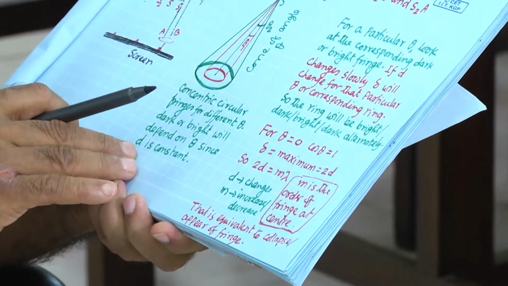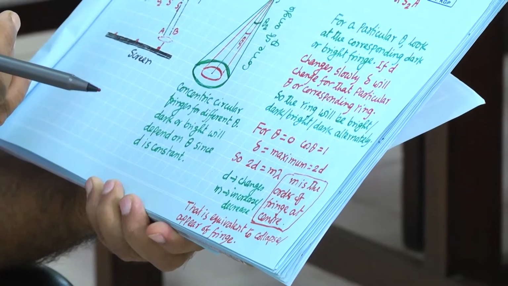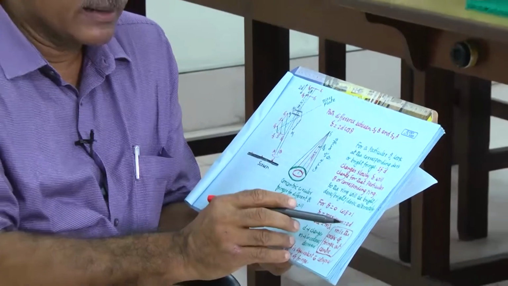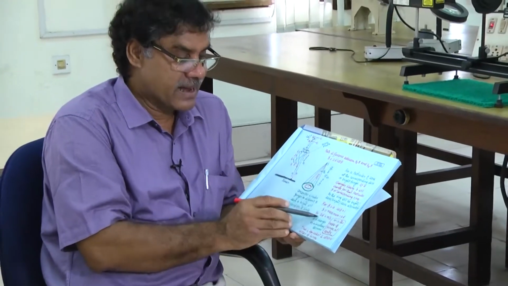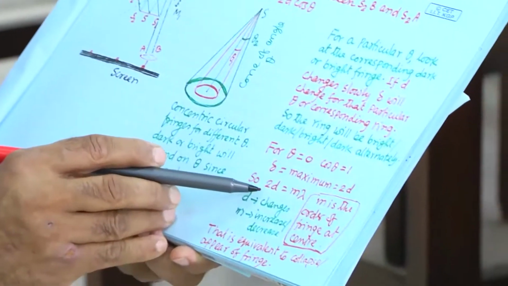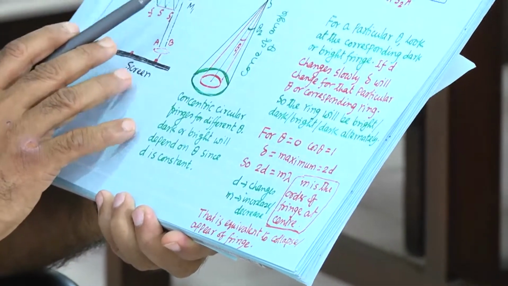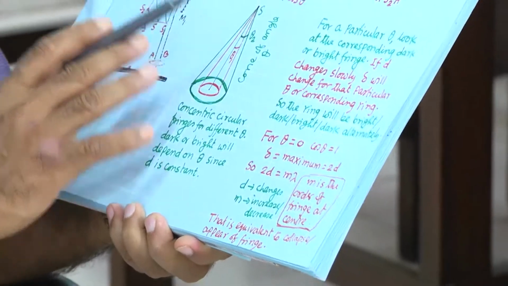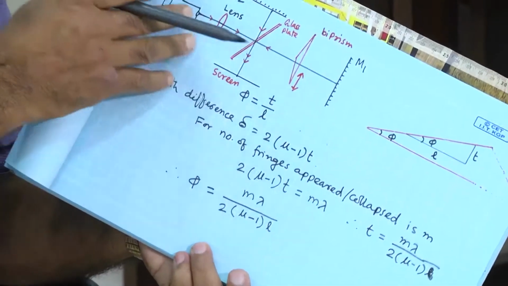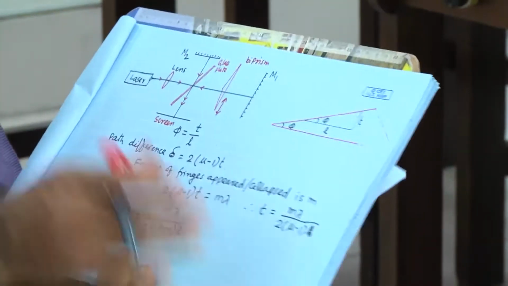If we count the collapsing or appearing fringes and the corresponding displacement of d, then we can calculate 2d by m, okay. So, we can calculate lambda, the wavelength of the laser light, okay. So, this is one experiment we will do. Another experiment we will do is how to find the angle of a biprism using the Michelson interferometer, okay.